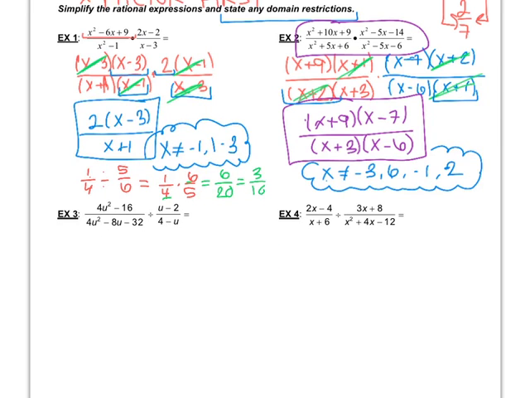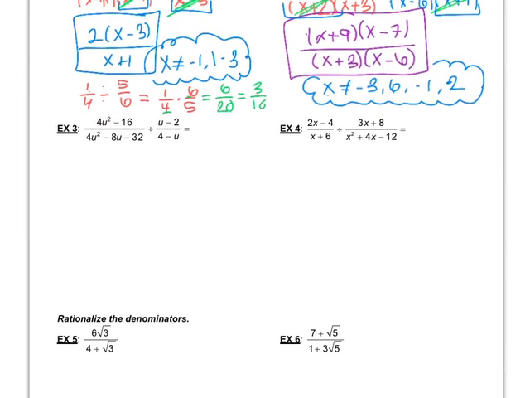Okay, so in problem 3, my first numerator there, 4u squared minus 16. The first thing I noticed there is that 4 is a factor of both 4 and 16. So I'm going to just start by factoring out a 4. That leaves me with u squared minus 4. And as you write it, hopefully you'll stop and recognize, wait a minute, that's a difference of squares.